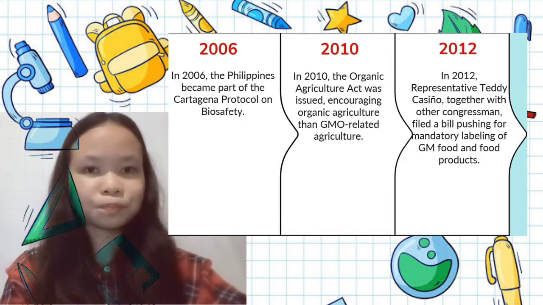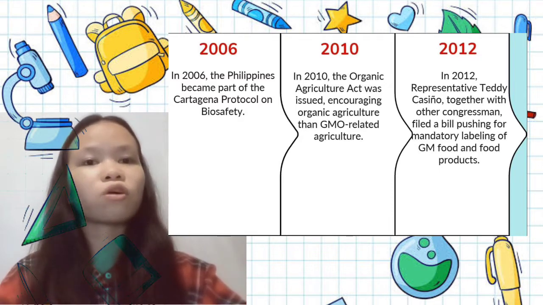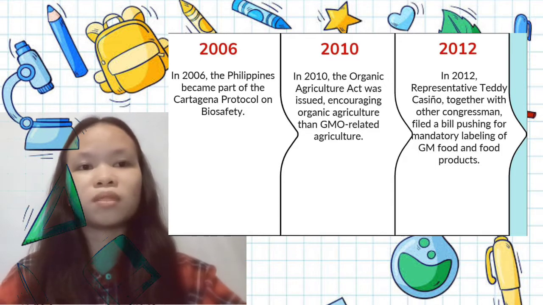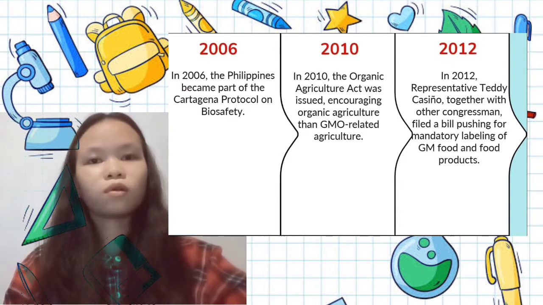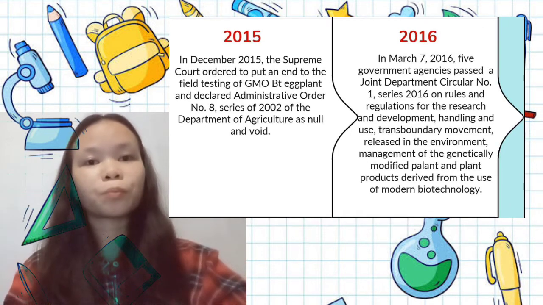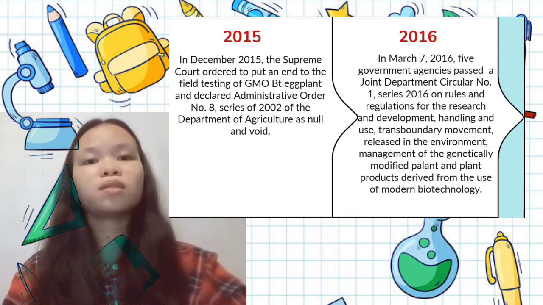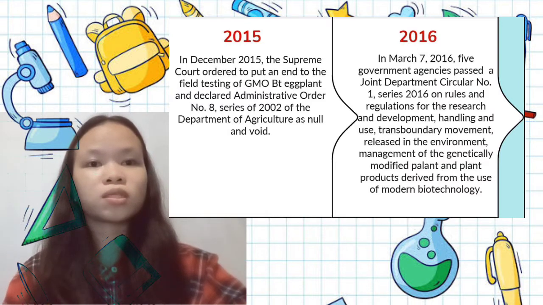So in 2012, Representative Teddy Casino, together with other congressmen, filed a bill to push the mandatory labeling, which is the same bill that was filed by Senator Flavier in 2004. In December 2015, to be exact, the Supreme Court of the Philippines ordered a permanent ban on the field testing of GMO eggplant and a temporary stop to all applications for contained use, import, propagation, and the commercialization of GMO crops and products.